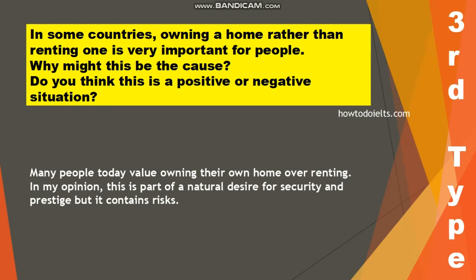Okay, this one is taken, by the way, from howtodoielts.com. Same with the first and the second type, we are given paraphrasing here, but then as you see, we give only one sentence for both thesis and outline statement. Where is that one? We have there, in my opinion. So that gives us the second question, which is, do you think this is a positive or negative situation? We have there, in my opinion, it contains risk.